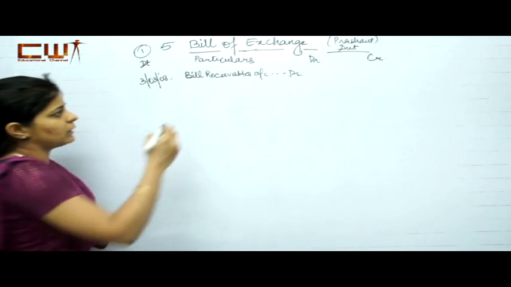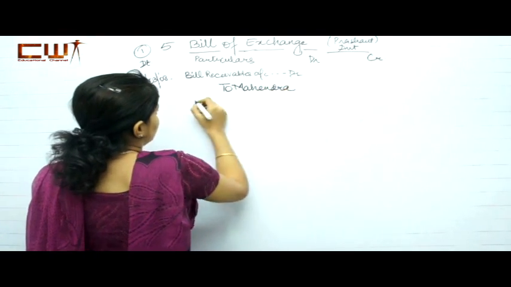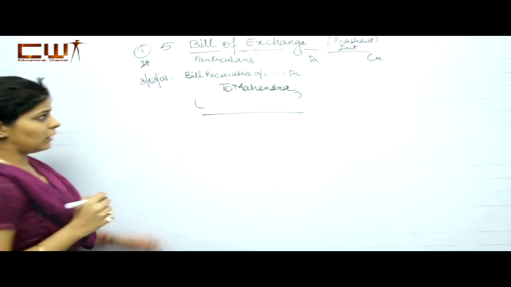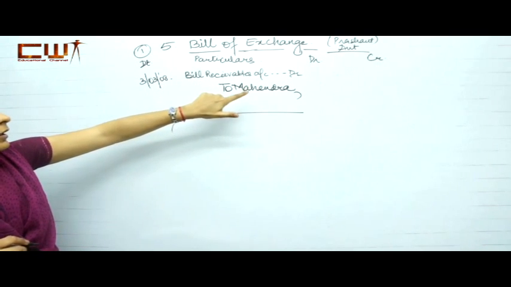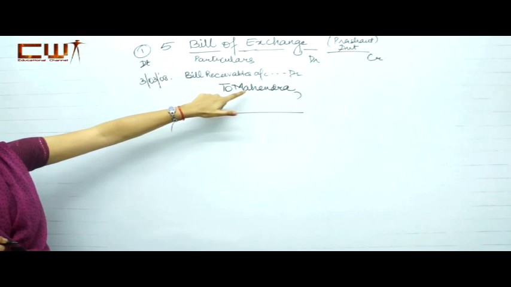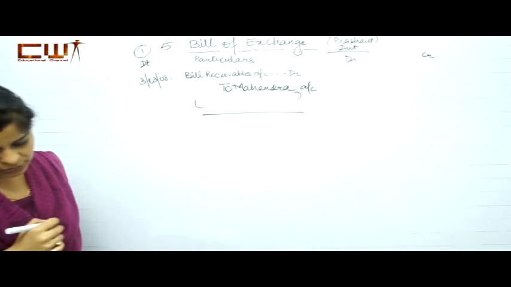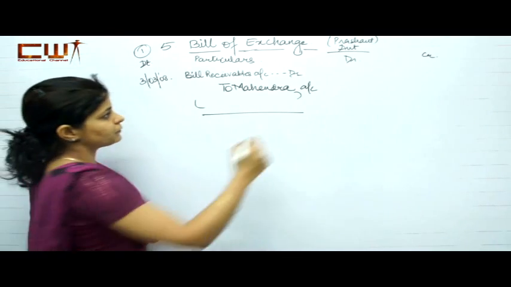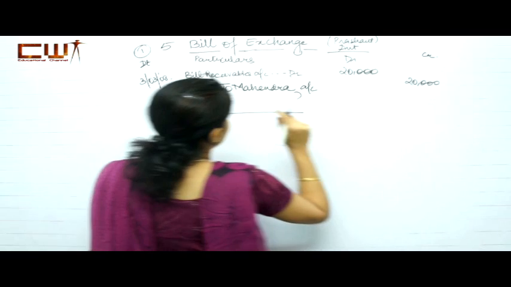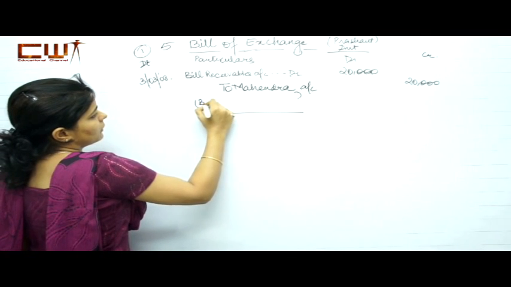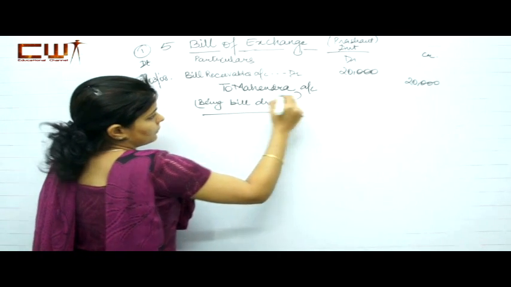And to whom is he drawing the bill? To Mahendra. So this will be your asset account, that is your bills receivable account, through which you will get money, to Mahendra. Now who is Mahendra? The payee or the person on whom it is made, that is the drawee. So Mahendra's account is credited. How much is the amount? For rupees 20,000. This is 20,000 and this is 20,000 for credit, and you will write the narration being bill drawn.